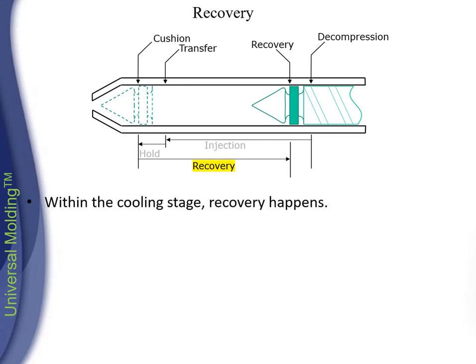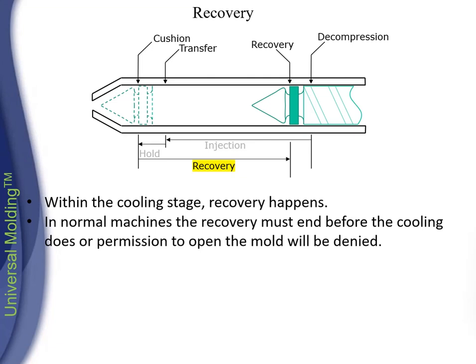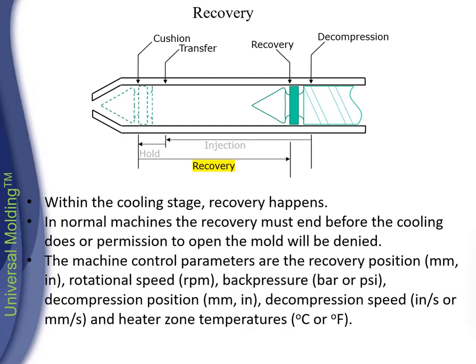Recovery. Within the cooling stage, recovery happens. In normal machines, the recovery must end before the cooling does, or permission to open the mold will be denied. The machine control parameters are recovery position, rotational speed, back pressure, decompression position, decompression speed, and heater zone temperatures.